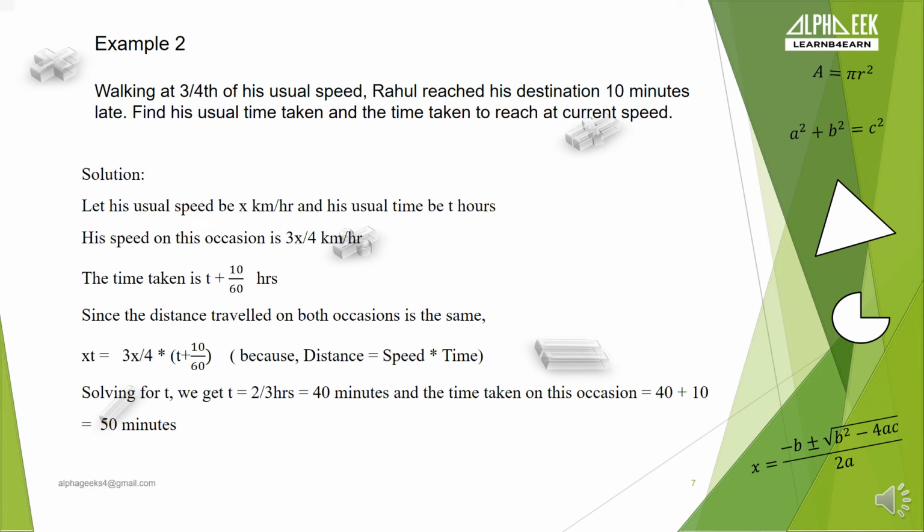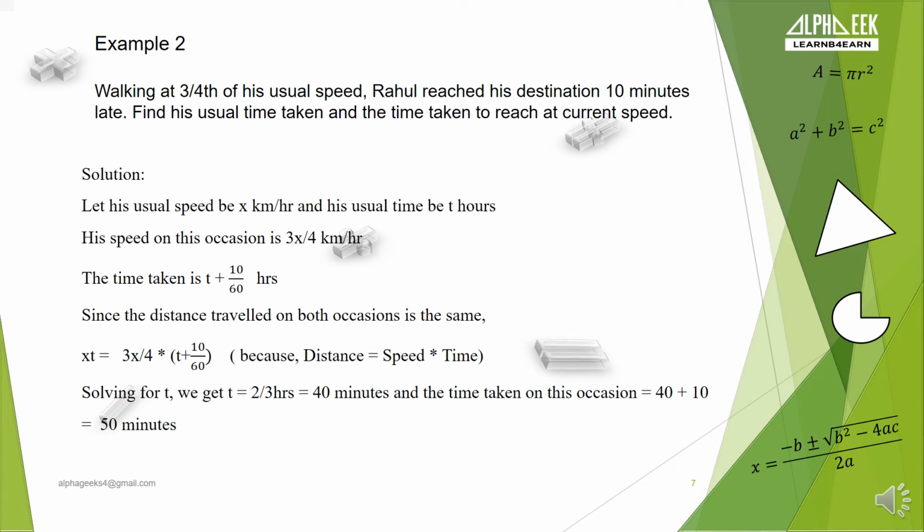Okay, let's start with example number 2. Let's read the question. Walking at three-fourths of his usual speed, Rahul reached his destination 10 minutes late. Find his usual time taken and the time taken to reach at his current speed. So here we don't know the distance traveled by Rahul, or the speed of Rahul, or the time taken by him to reach the destination at his usual speed.